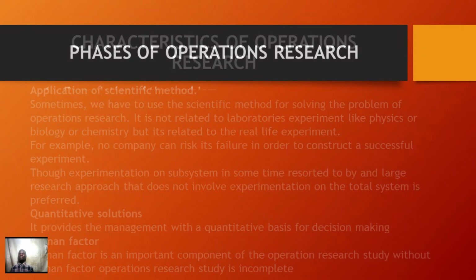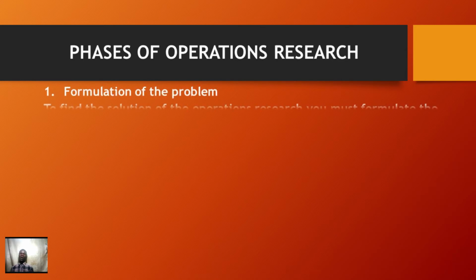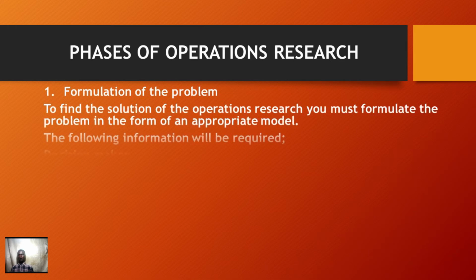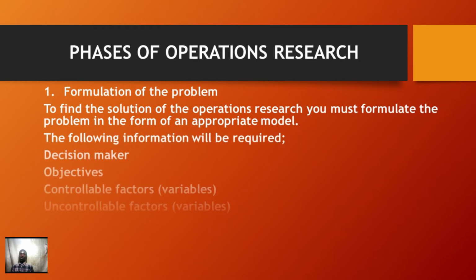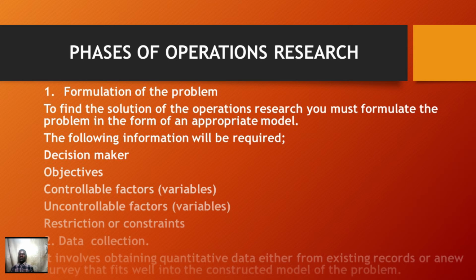Then we have what we call the phases of operations research. These are like stages. How do we carry out operations research? What are the different stages we follow when carrying out operations research? That is what we call formulation of the problem. To find the solution of the operations research, you must formulate the problem, in that you form an appropriate model. It's like a design to solve the problem.